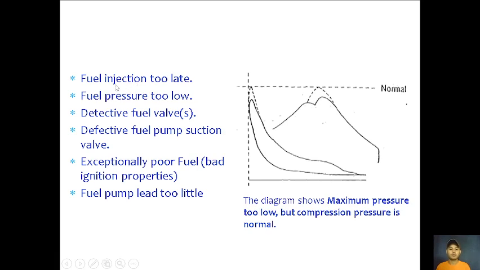Here are the possible problems. Fuel injection too late. If your injection is too late, your piston is already going down and the injection starts now, so if it creates a Pmax or it combusts, the pressure will go down since the piston is also moving down. So it's too late. Fuel pressure too low: if the pressure is too low, then you cannot build up pressure, and your fuel injector will also have a delayed injection.